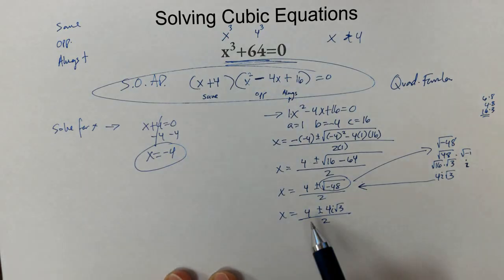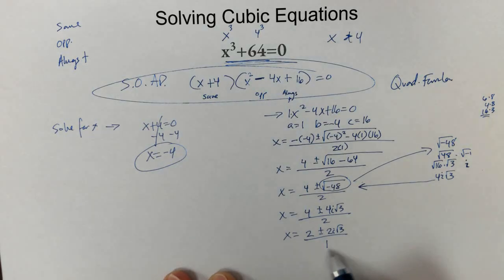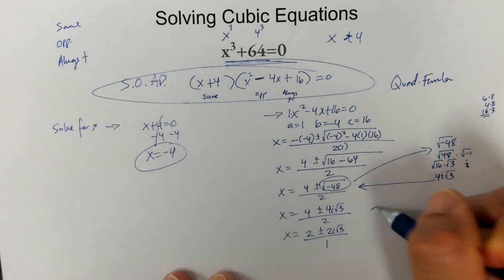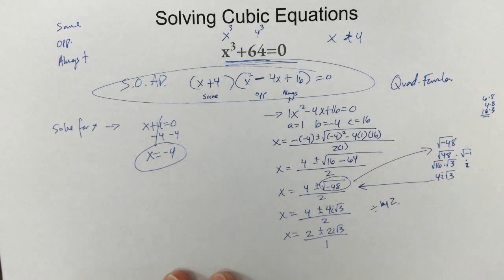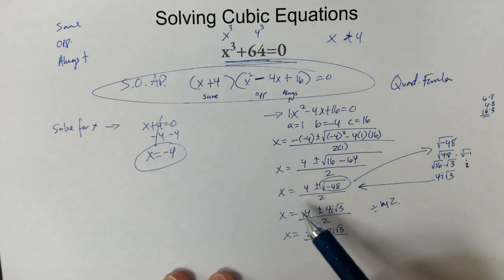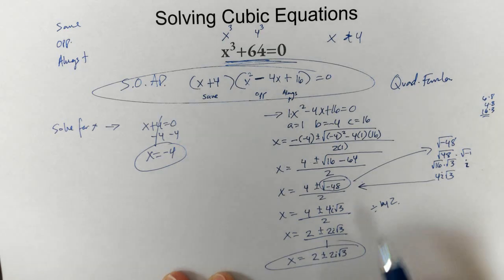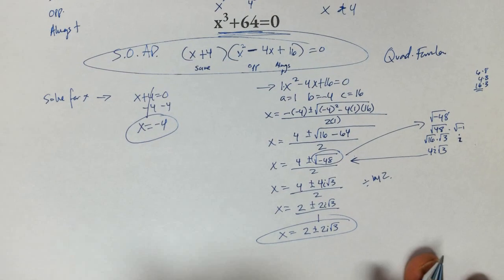What do we notice here? These three terms are all divisible by 2. So that leaves me with 2 plus or minus 2i radical 3 over 1. Again, dividing by 1 does not change the problem. I do not want to divide the radical because the radical has its own like terms. Since 2 is not in the radical, I can't divide inside of the radical. So I can only simplify everything around it. And this gives me 2 plus or minus 2i radical 3, because dividing by 1 does not change the problem at all.